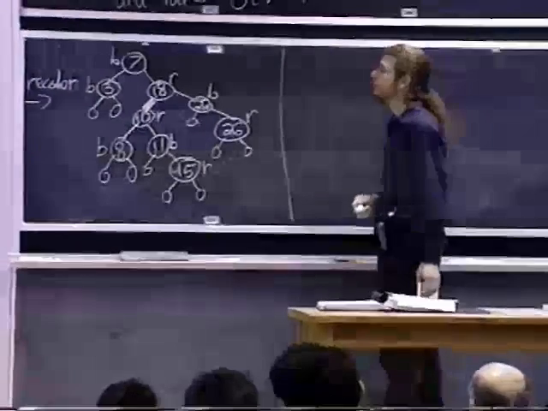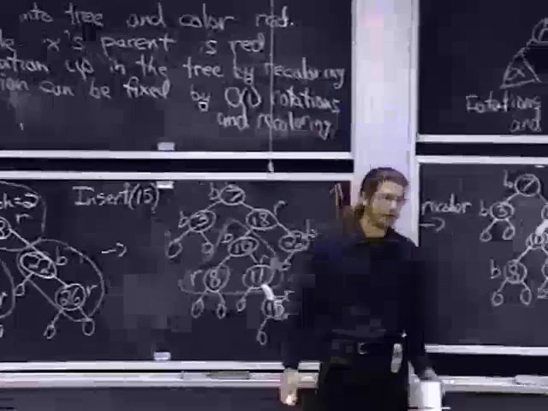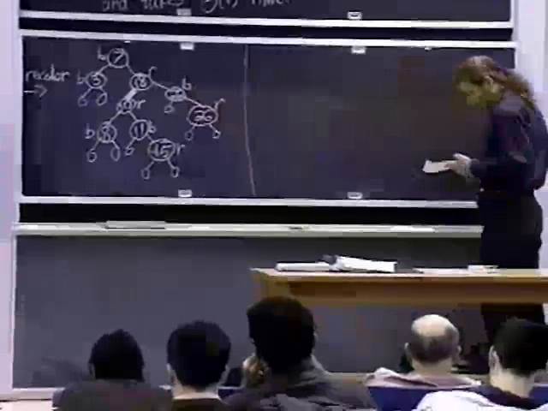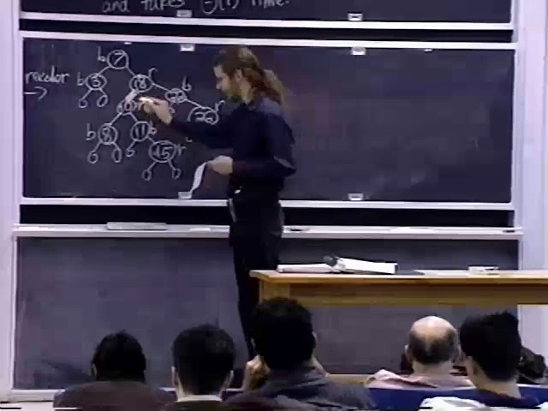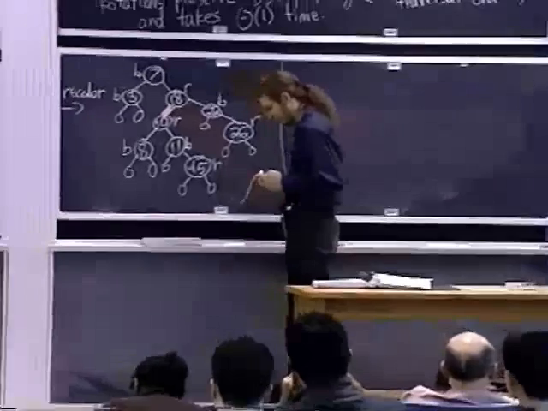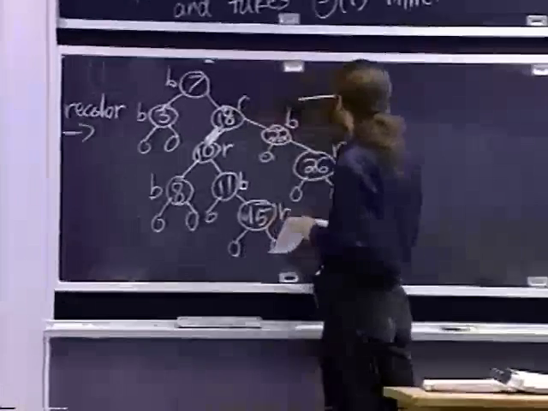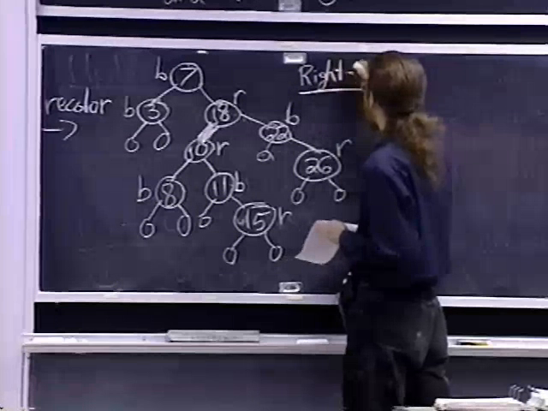And this is actually where we switch into the phase where we do rotations and not just recolorings. Well, and recolorings, but not just recolorings. So we have a problem here, and I'm going to rotate 18 to bring 10 up.